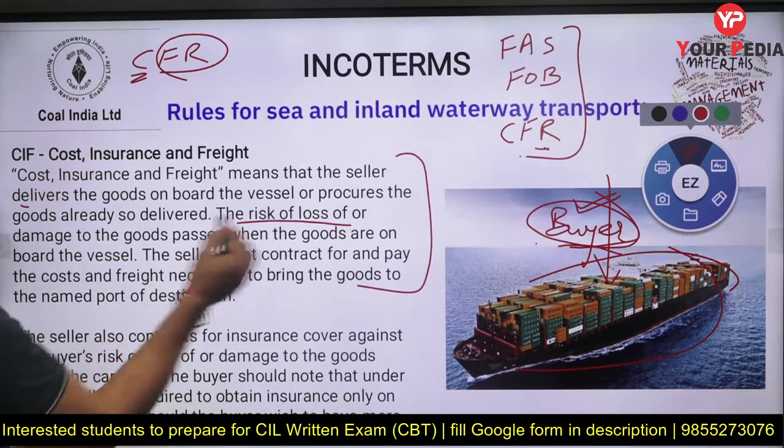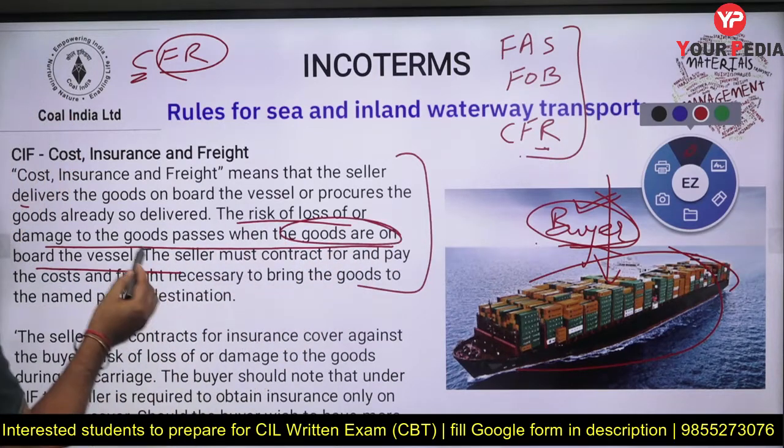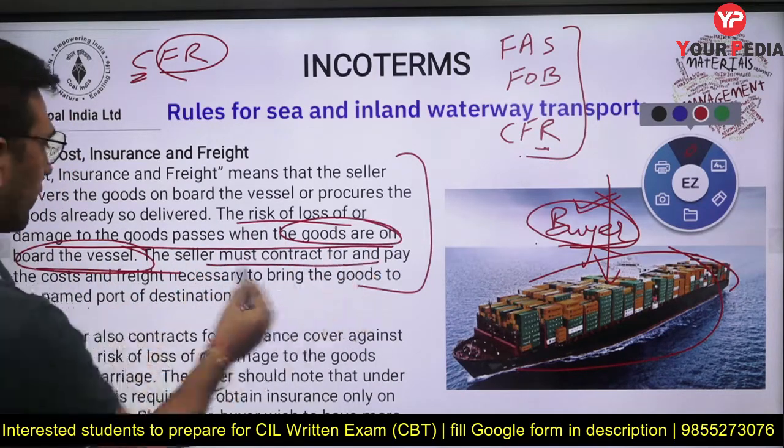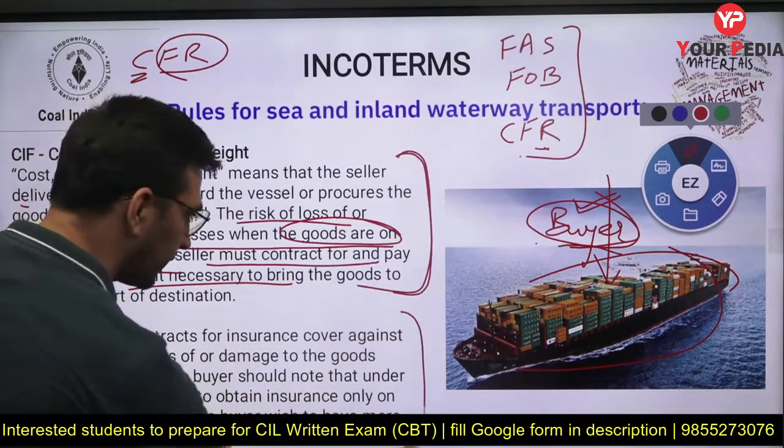The risk and loss of the damage of the goods passes when the goods are on board the vessel, right? Risk is the same, seller must contract and all that. So the whole statement is the same. Where is the difference coming from? Here. Let's have a look.